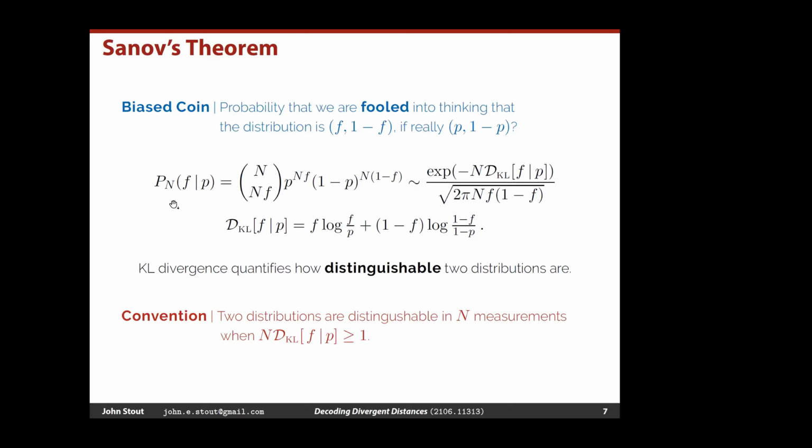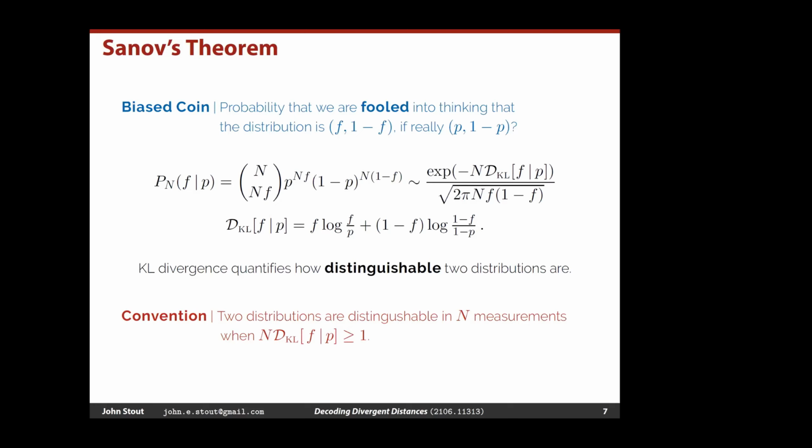And so Sanov's theorem essentially says that as I perform more and more measurements, it becomes easier and easier to distinguish these two distributions. And the rate at which it becomes easier, the rate at which this Gaussian peaks around the true distribution, is given by the KL divergence. And so what the KL divergence does is it describes how distinguishable two distributions are in the limit that I take many samples.